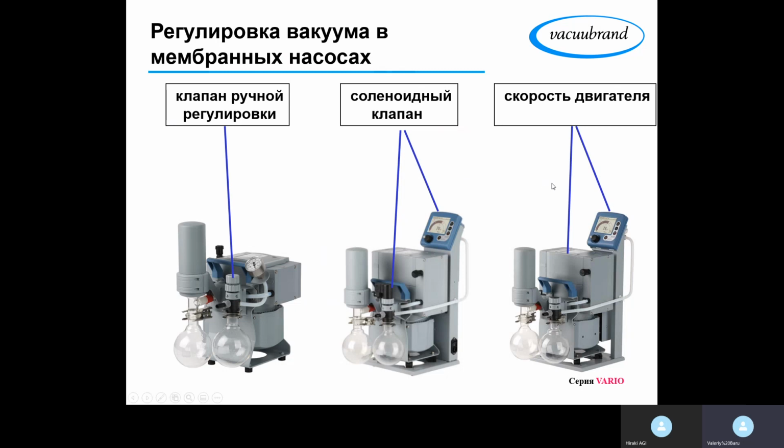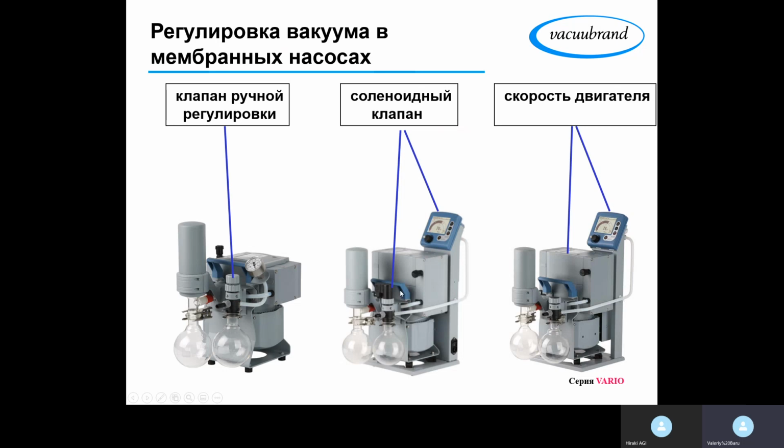Now, the type of controller that we can have inside the pump to control the vacuum. There are three types of vacuum control that we can have. The most simple one is the manual one. You can see here a vacuum station with a manual controller and dial gauge.